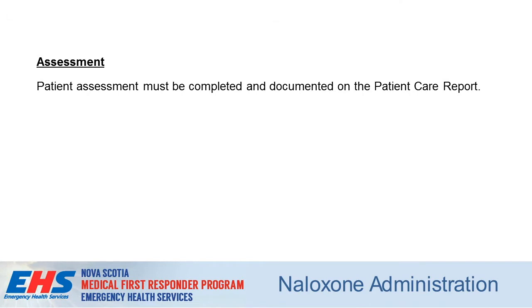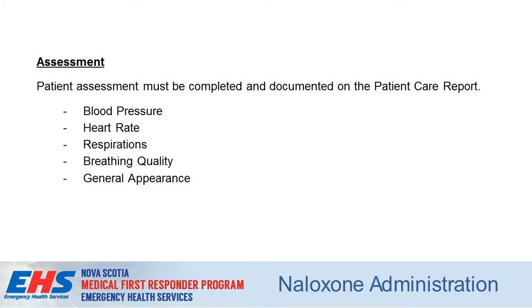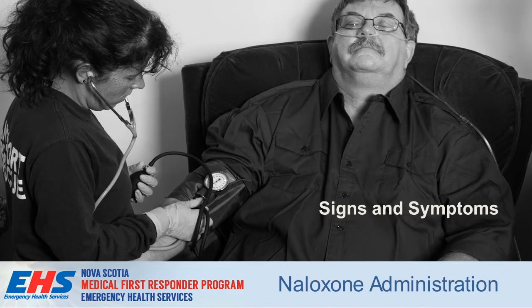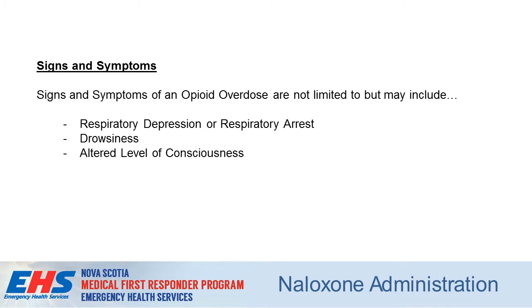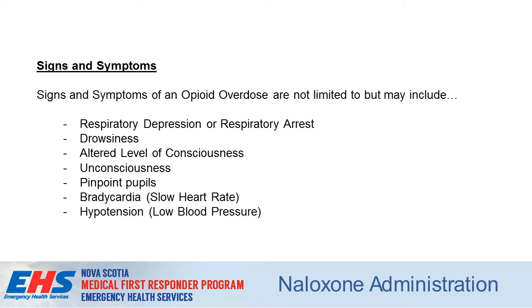Patient assessment must be completed and documented on the patient care report. This includes blood pressure, heart rate, respirations, breathing quality, general appearance, and the age of the patient. Signs and symptoms of an opioid overdose are not limited to, but may include respiratory depression or respiratory arrest, drowsiness, an altered level of consciousness, unconsciousness, pinpoint pupils, bradycardia, or hypotension.